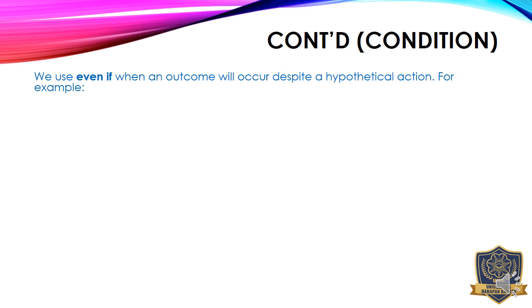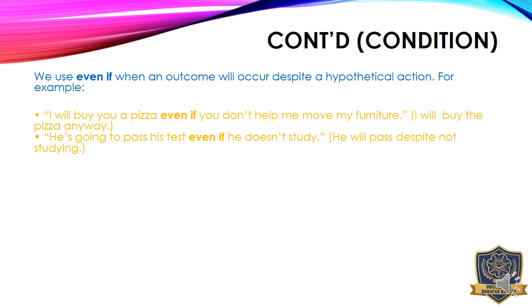We use even if when an outcome will occur despite a hypothetical action. For example, I will buy you a pizza even if you don't help me move my furniture. It means that I will buy the pizza anyway.